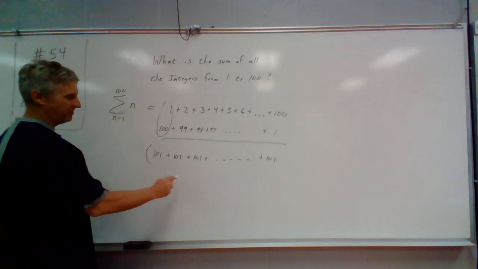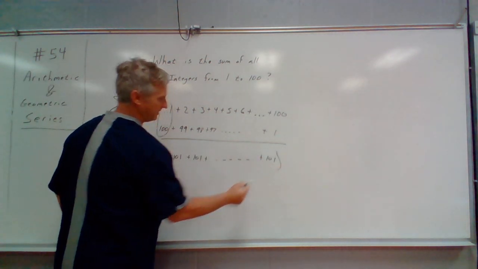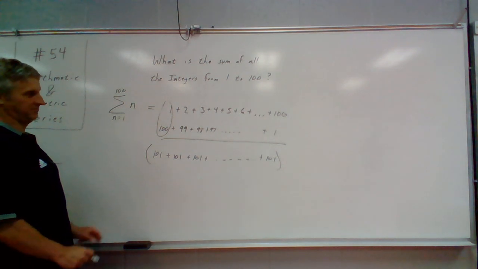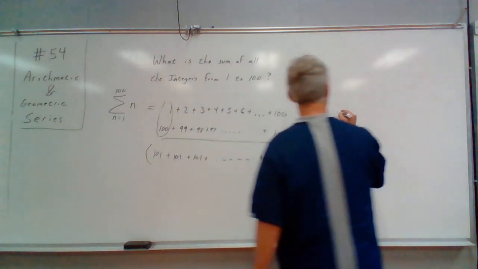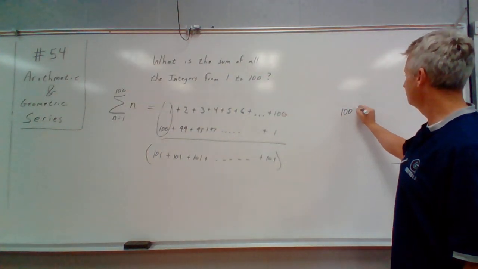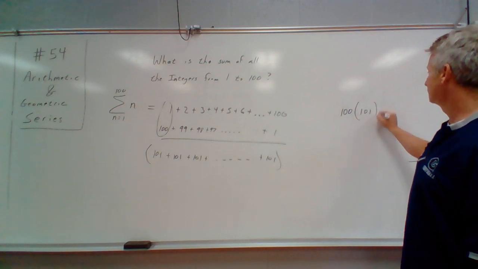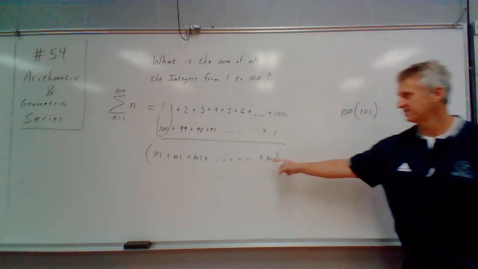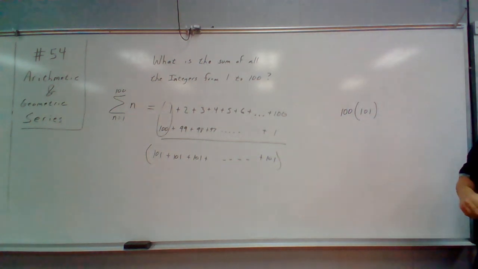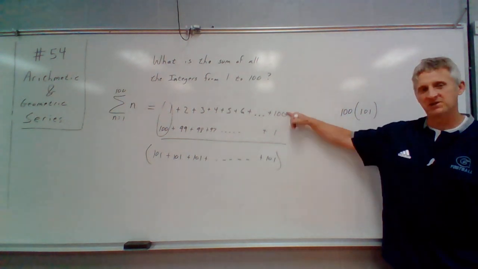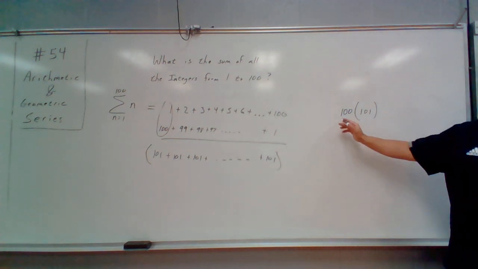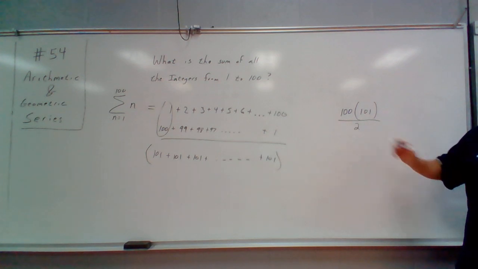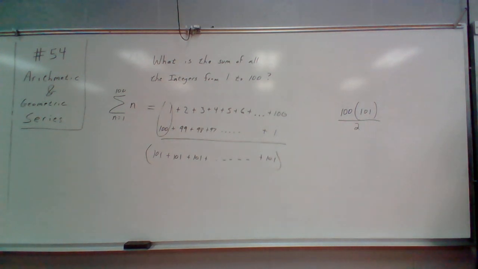So he's going to add all these guys up 100 times. So he's going to have 100 101s. So 100 times 101. All right. You've got 100 of these things. You're adding the 101 up 100 times. You're multiplying 100 times 101. But remember, he had 2 copies of them. So he needs to divide his answer by 2.